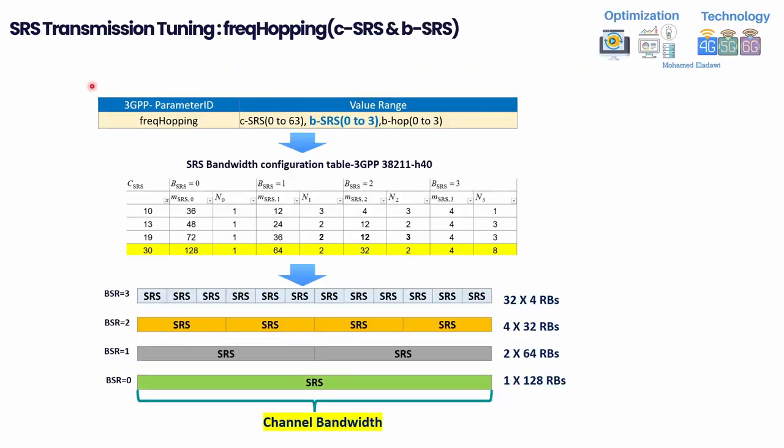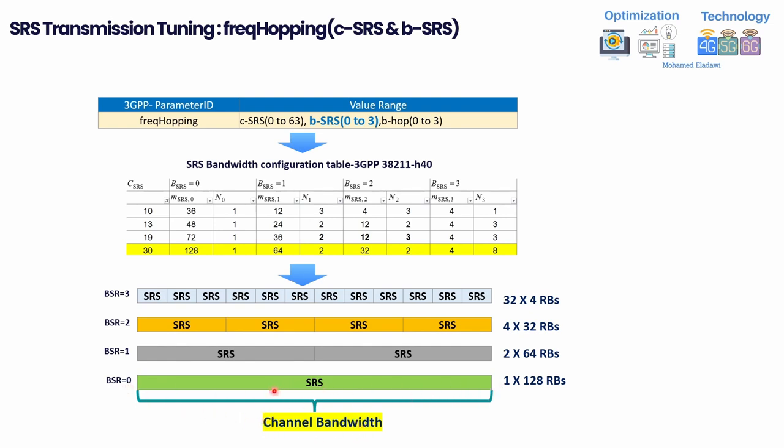And the last part in this slide. Now let's cover the SRS transmission tuning. I have a detailed video about the SRS for 5G. It covers most of the related aspects and details for the SRS. You can refer to this video in case you need more details. So just as a brief, let me tell you how this feature works. By default, the SRS is transmitted by the UE over the complete channel bandwidth. Assume this is the channel bandwidth here.